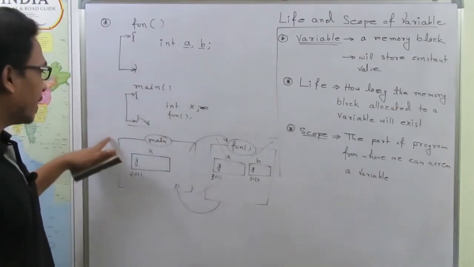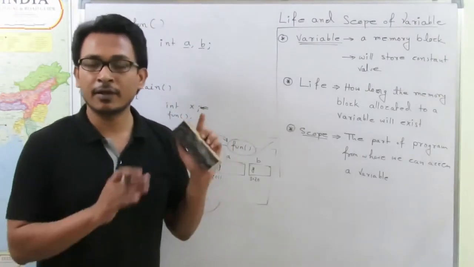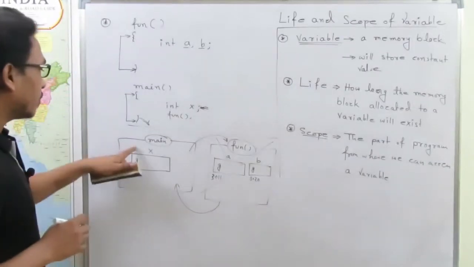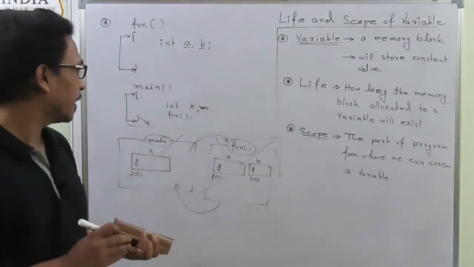Clear? So now when execution of the main function is also completed, at that time what will happen? At that time the memory allocated for this particular variable x will also be deallocated. That means this one also no longer exists in memory. Clear?